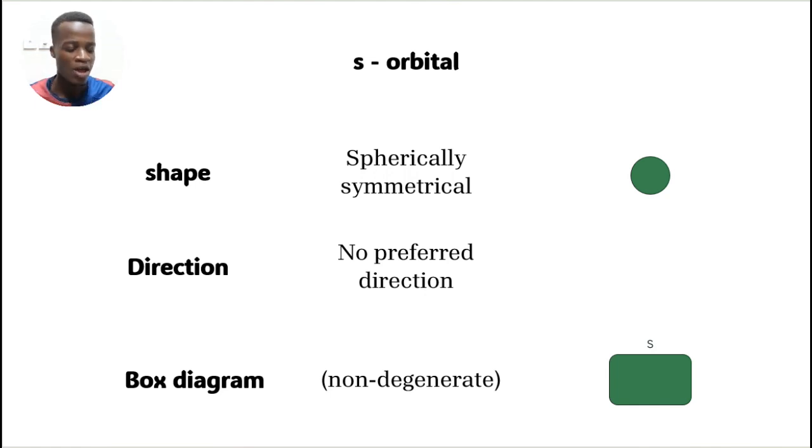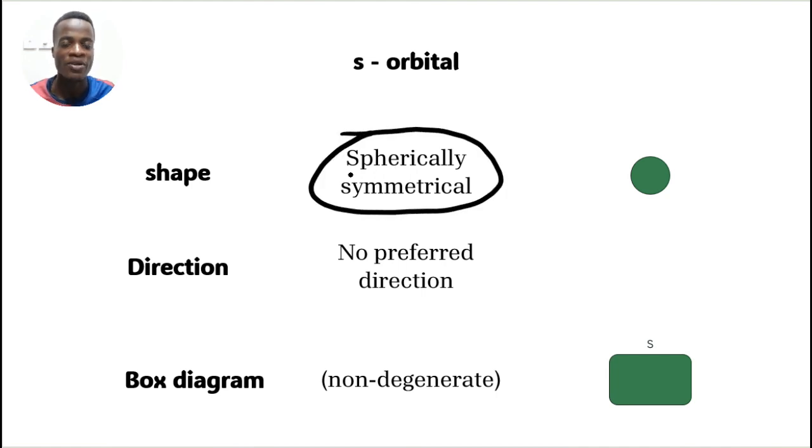So if we look at the s orbital, for example, this is the shape. The shape is spherically symmetrical, and this is the diagram you can have here, right? So you have to know the shape. You have to know the direction of this particular orbital. It has no preferred direction. There's no preferred direction.